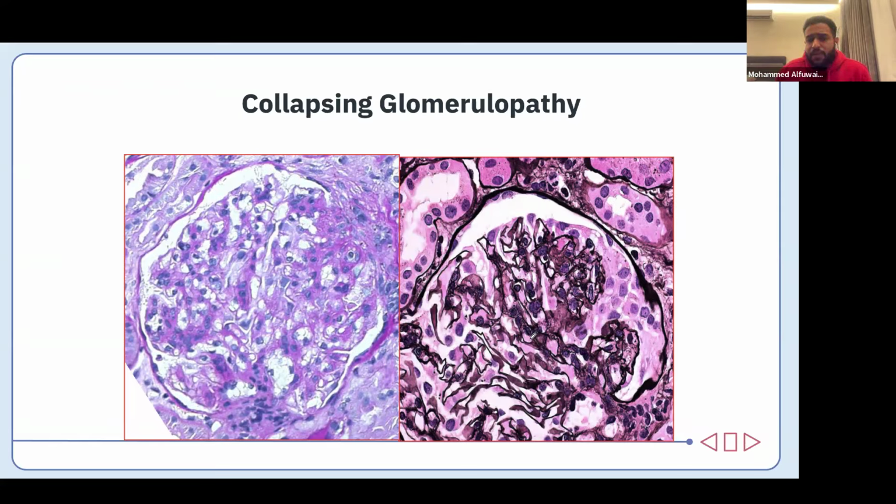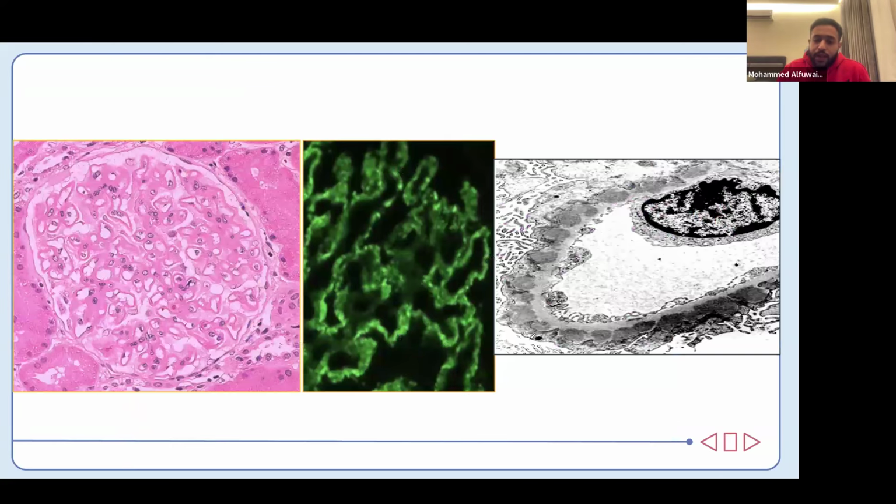It's caused by three things: ischemia, viral infections, and certain medications, and it's commonly pamidronate, which is one of the osteoporosis medications. Okay. That is the collapsing glomerulopathy.